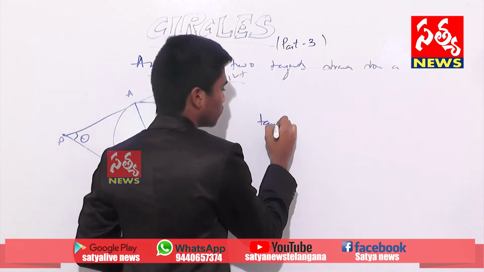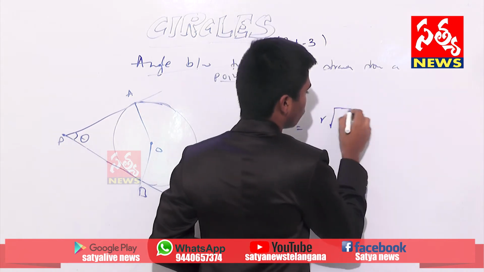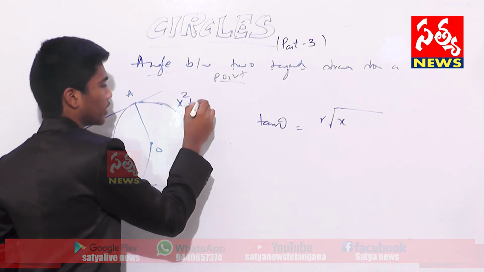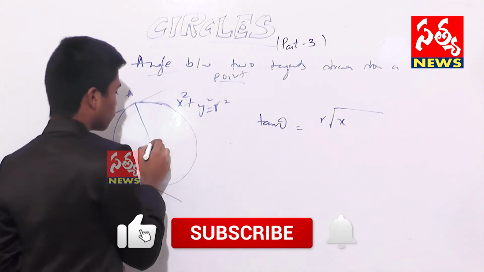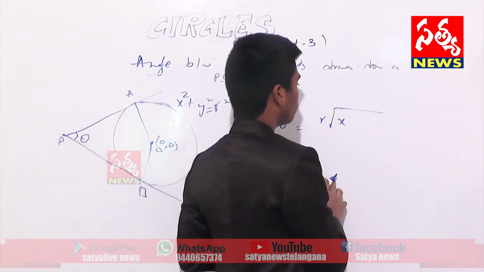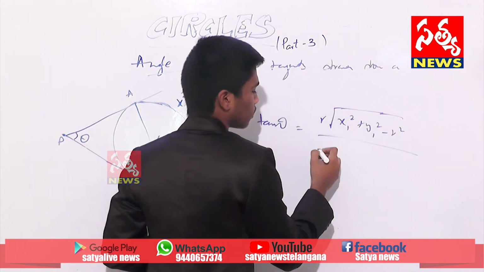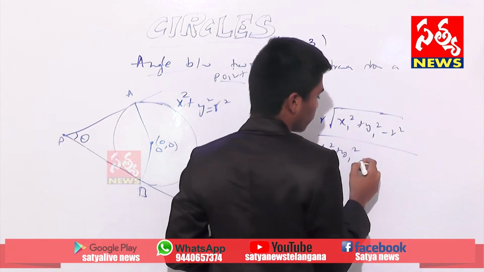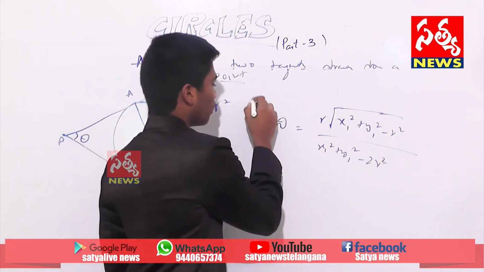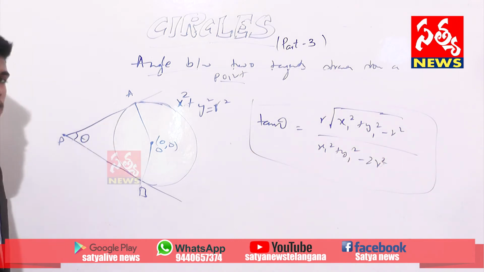The direct equation for this is tan theta is equal to r under root. See, the equation of circle is x square plus y square is equal to r square. As the coordinates are 0, 0, tan theta is equal to r under root x1 square plus y1 square minus r square by x1 square plus y1 square minus 2r square. This is a direct formula for finding the angle between two tangents.